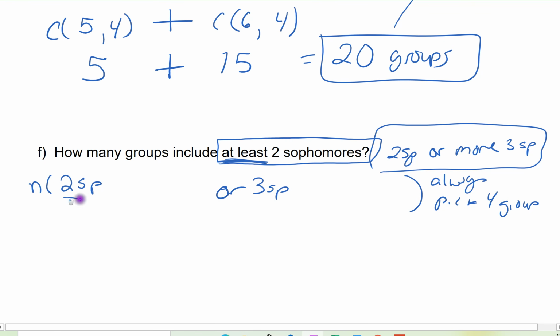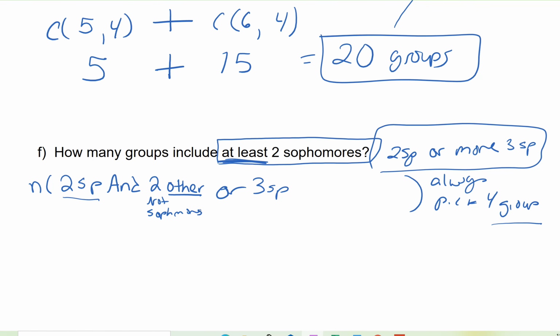I have to complete my group. So if this first group is 2 sophomores, well, I still need 4 in my group, so there's a hidden and statement. That's what makes these types harder. I need and I have to complete the rest of my group. I need 2 others. And I write the word other. That other means other than sophomore. So these cannot be sophomores. I've already picked 2 sophomores. I don't want any more. And so when I pick my other 2, they can't be sophomores. So they have to be seniors, juniors, or freshmen.